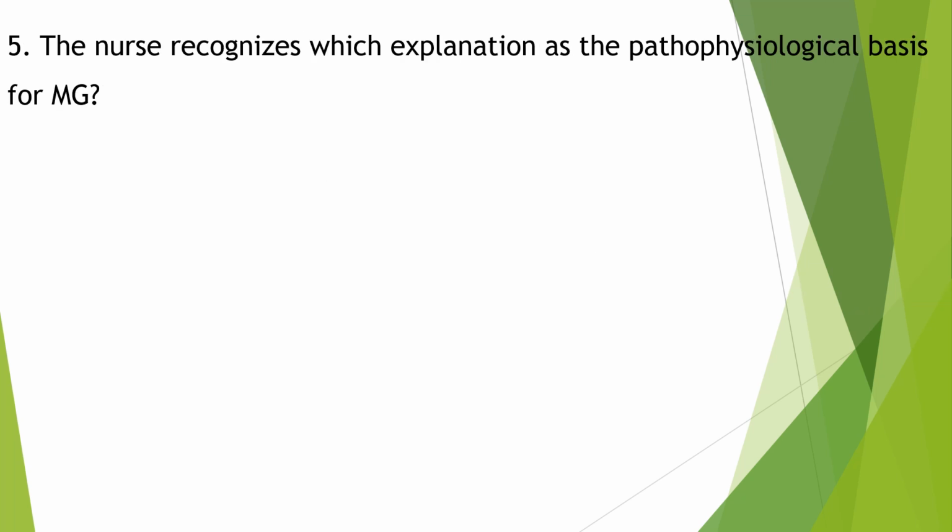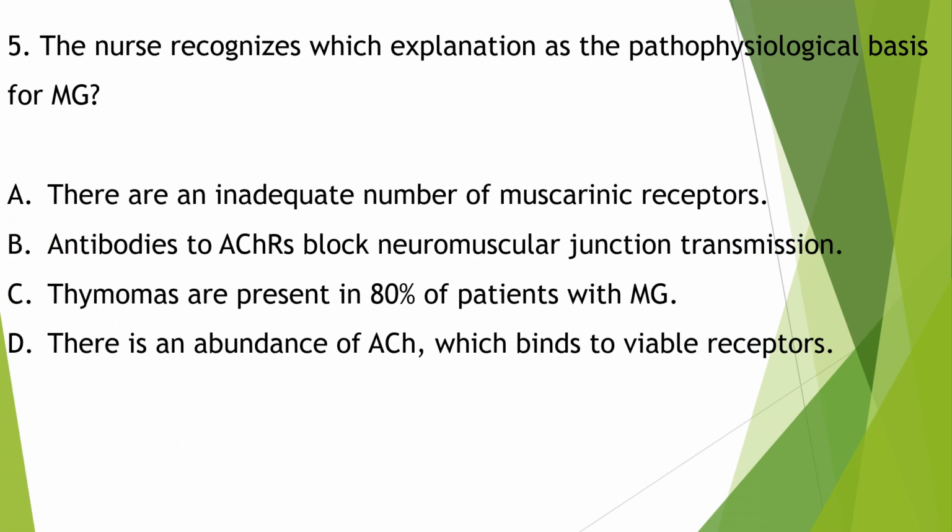The nurse recognizes which explanation as the pathophysiological basis of myasthenia gravis? There are an inadequate number of muscarinic receptors. Antibodies to acetylcholinesterase receptors block neuromuscular junction transmission. Thymomas are present in 80% of patients with myasthenia gravis. There is an abundance of acetylcholine which binds to viable receptors.